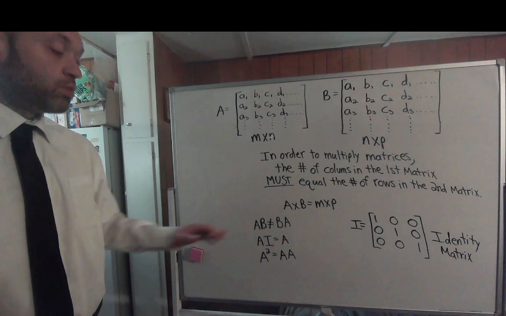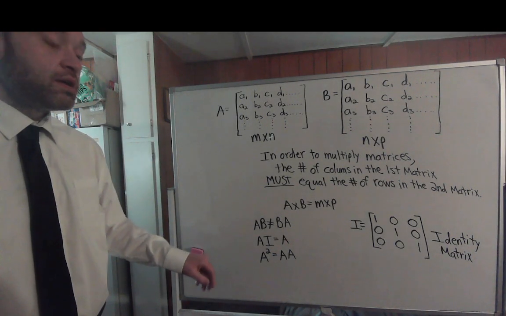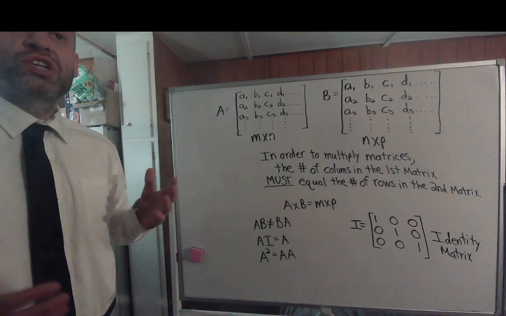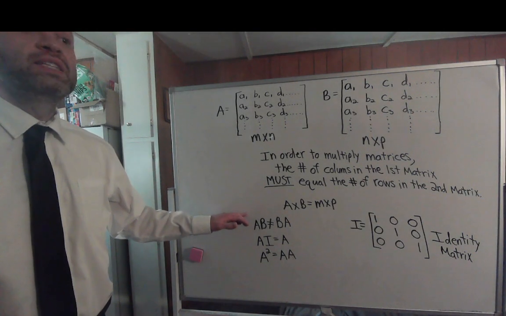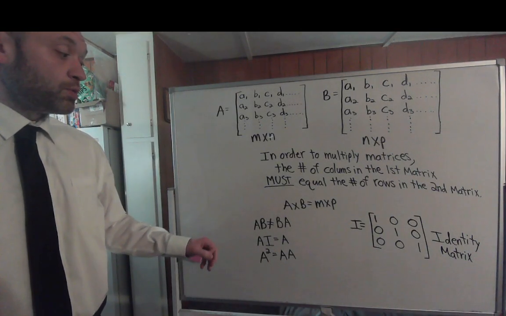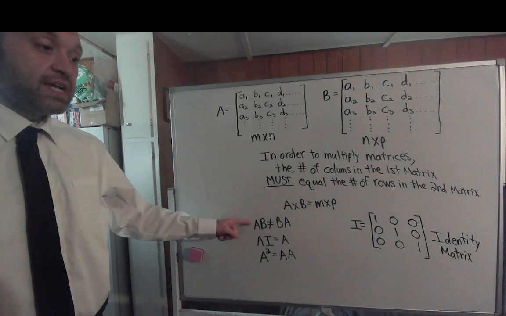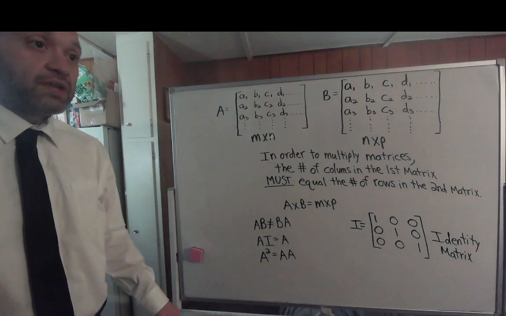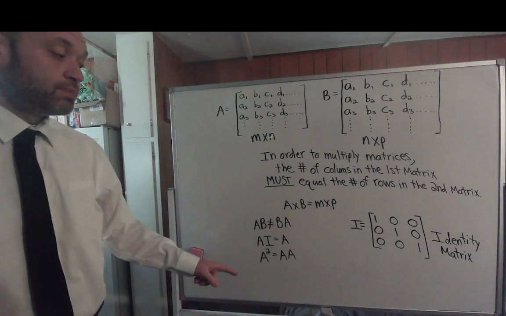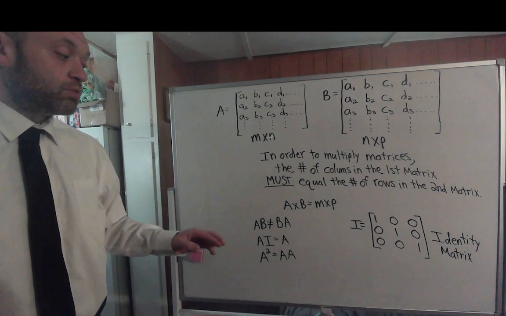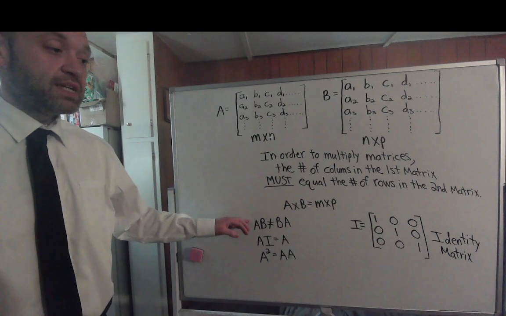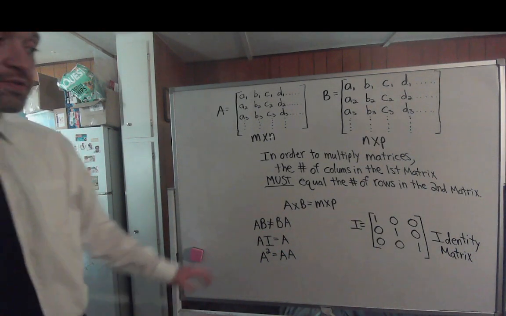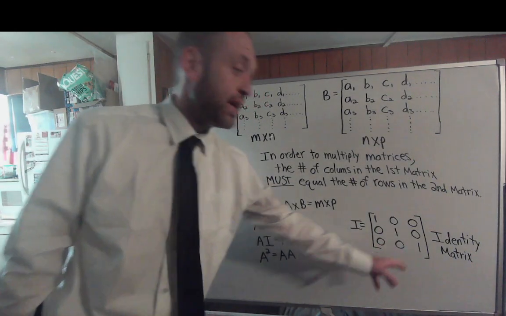Now, I want to point out that matrix multiplication, unlike normal multiplication, which is commutative, is not commutative. So if you can take matrix A times B, and even if you can take matrix B times A, the results are not necessarily equal. They're not going to be equal. And even if you can take matrix A times B, you may not be able to take matrix B times A.